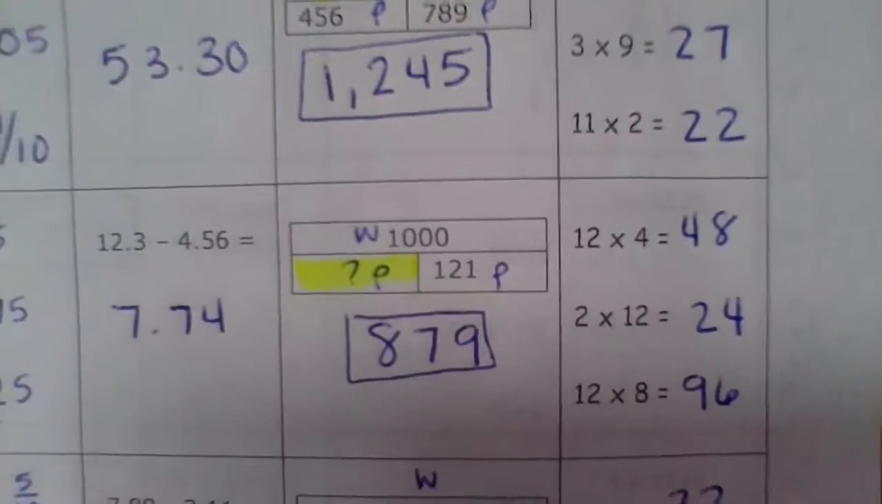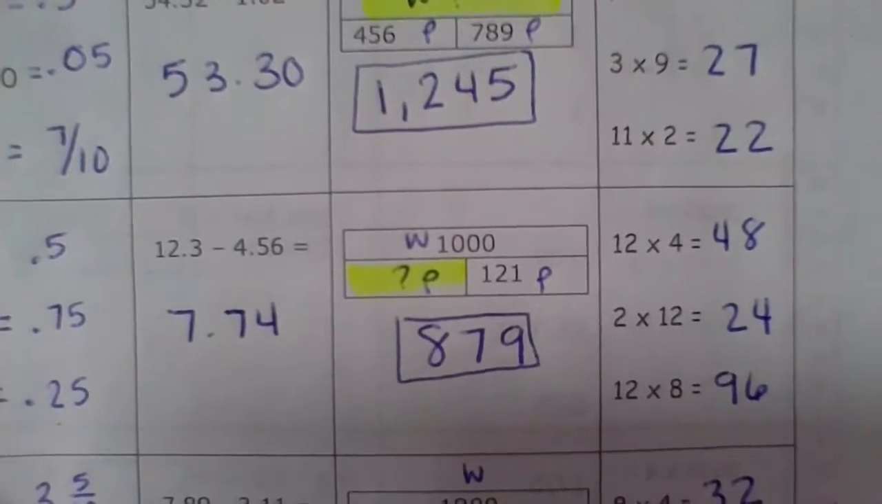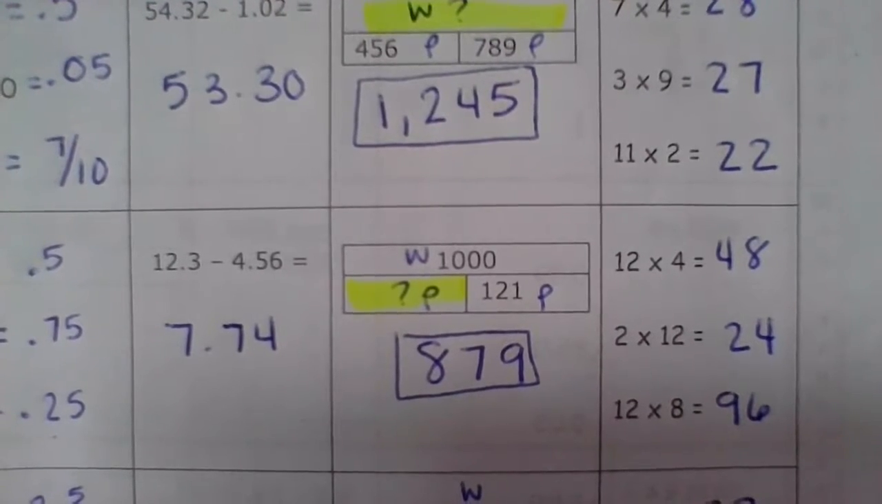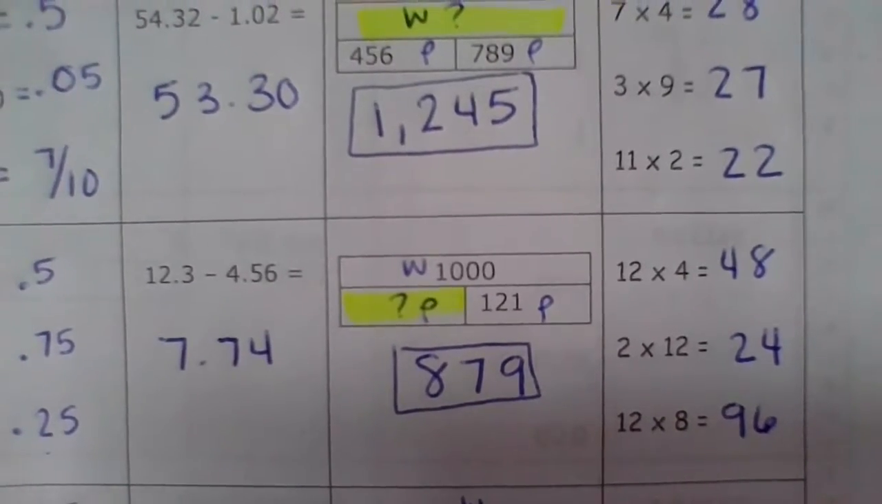And then the last column is the multiplication facts. Okay, 12 times 4 equals 48. 2 times 12 equals 24. 12 times 8 equals 96. If you need to repeat that 3 times, 5 times, 10 times, make sure you get that memorized, okay? So that concludes Wednesday's Give Me 5 for page number 7.